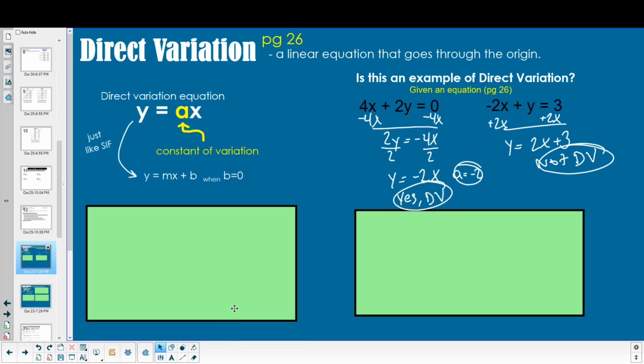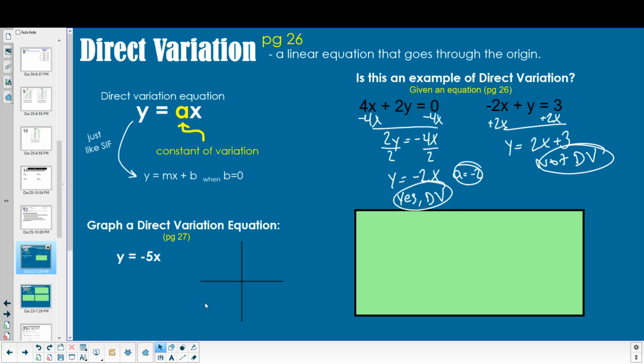If you turn the page, there we go. If we turn the page, okay, the next one says to graph a direct variation equation. All right. Well, this is going to look just like when we graph slope-intercept form. Okay. There's a y-intercept here of plus 0. So we're going to go ahead and say that the y-intercept b is equal to 0. So let's plot it.